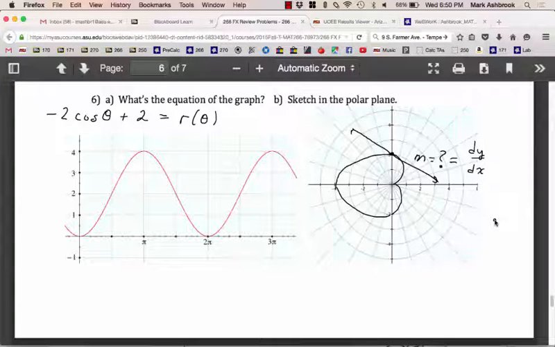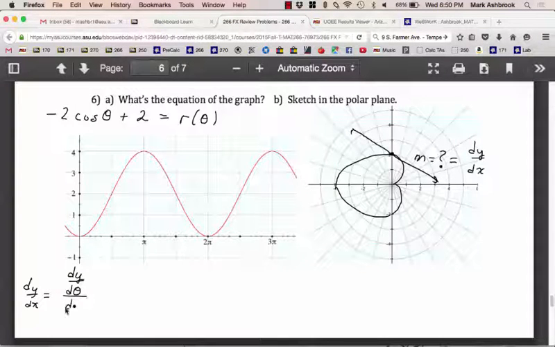So it's like we're superimposing the xy plane onto the polar plane, and we want to know what the slope is. What's the change in y for the change in x? But we have everything in terms of r and theta. So to do this, dy/dx equals dy/d theta over dx/d theta.